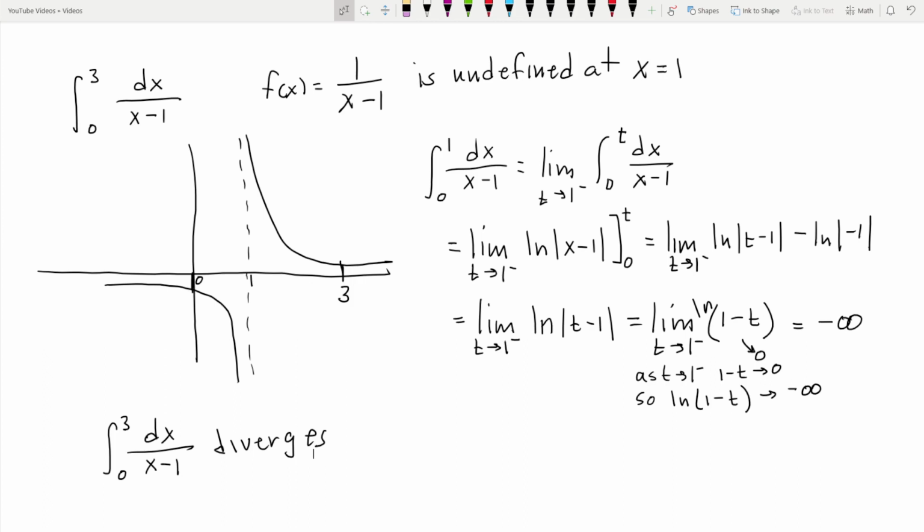From this point forward, anytime you're doing a definite integral, you have to think about whether that definite integral is proper or improper. So when you see a definite integral, you're going to want to look at the graph and see if you have any discontinuities in your function. Okay?